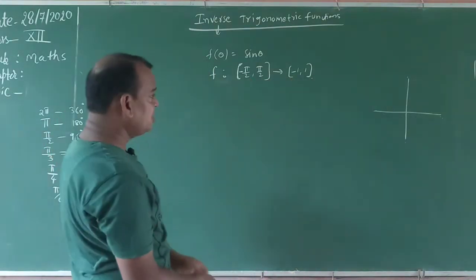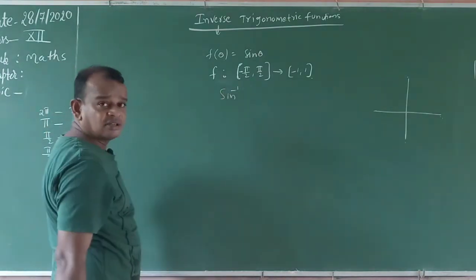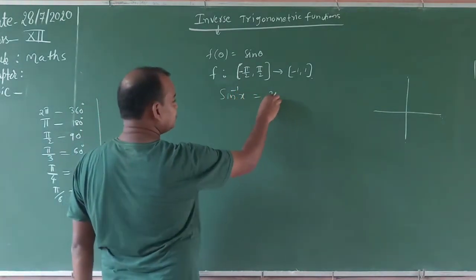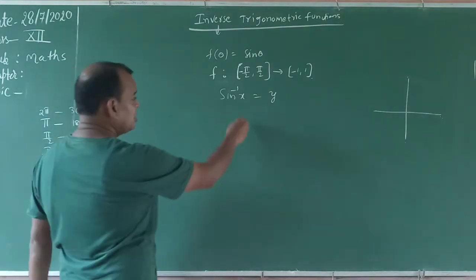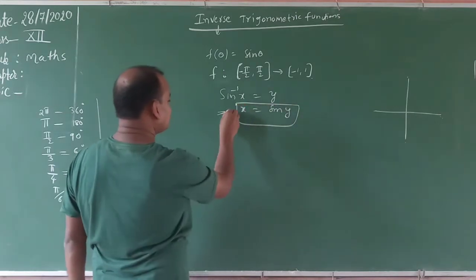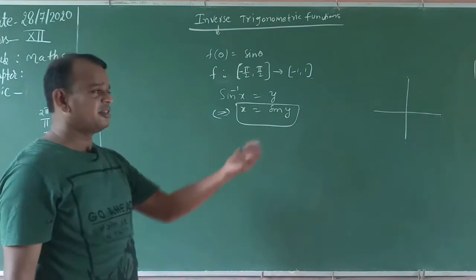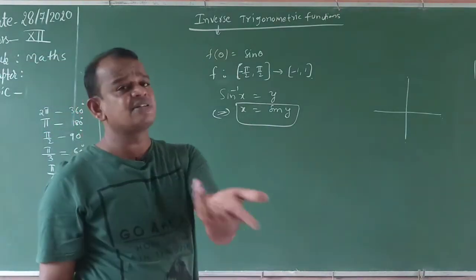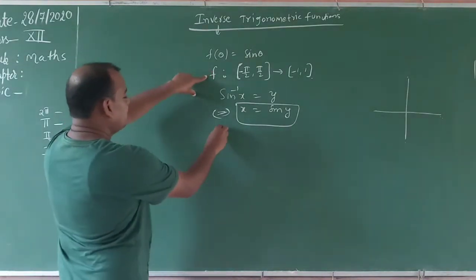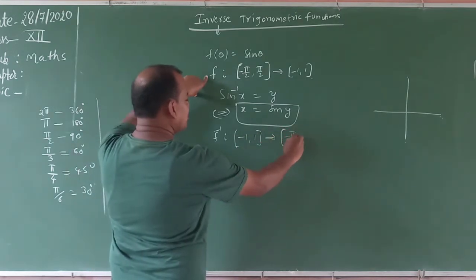That is what happened. Now the inverse of the function is indicated by sin inverse. Suppose sin inverse of x is equal to y. What happened? x is equal to sin y. Remember this one: sin inverse of x is equal to y, therefore x is equal to sin y. Sin inverse of theta is equal to x, therefore theta is equal to sin x. Understood or not? Now what happened? F inverse is minus 1 comma 1 to minus pi by 2 comma pi by 2.